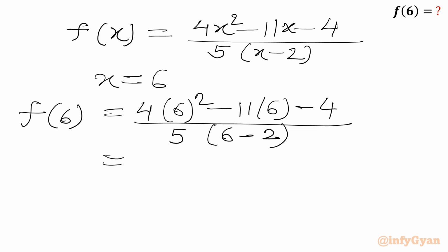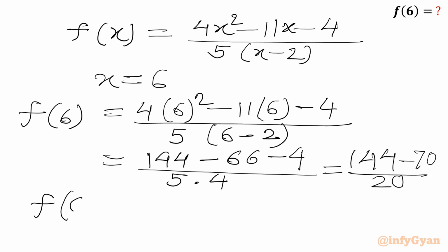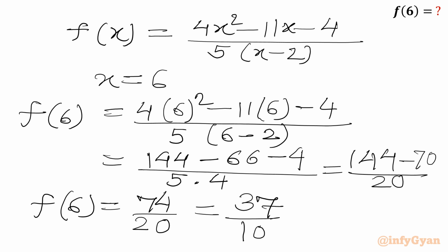which will be equal to 4 times 36 is 144, 11 times 6 is 66, minus 4, over 5 times 4. This will come out 144 minus 70 over 20, or I can write f of 6 will be equal to 74 over 20. So both numbers are divisible by 2, even numbers. So we can write here 37 over 10. So our final answer becomes 37 over 10.